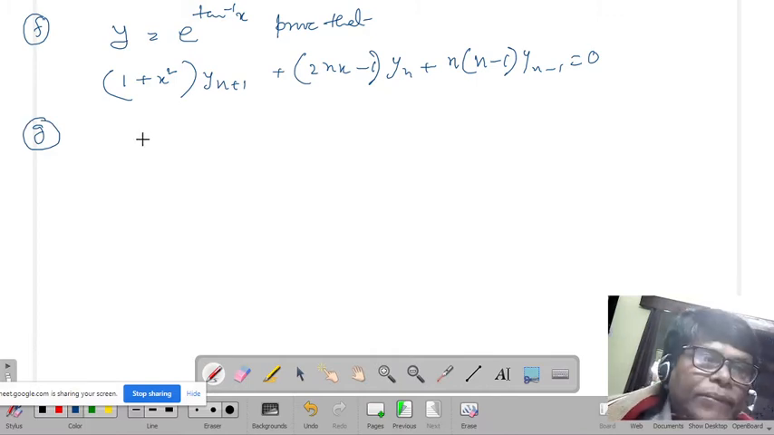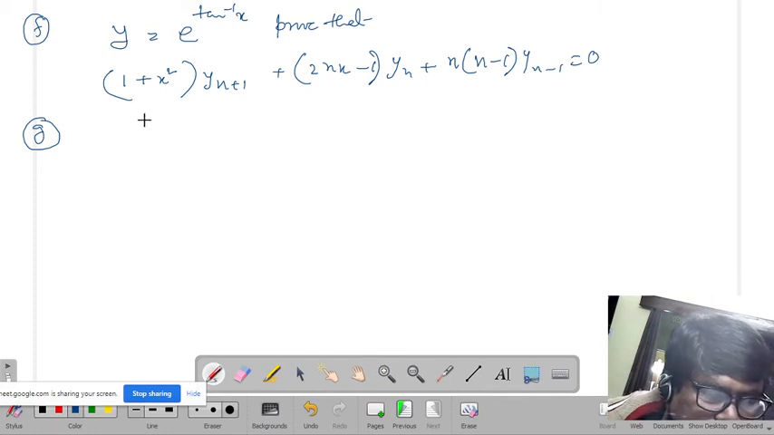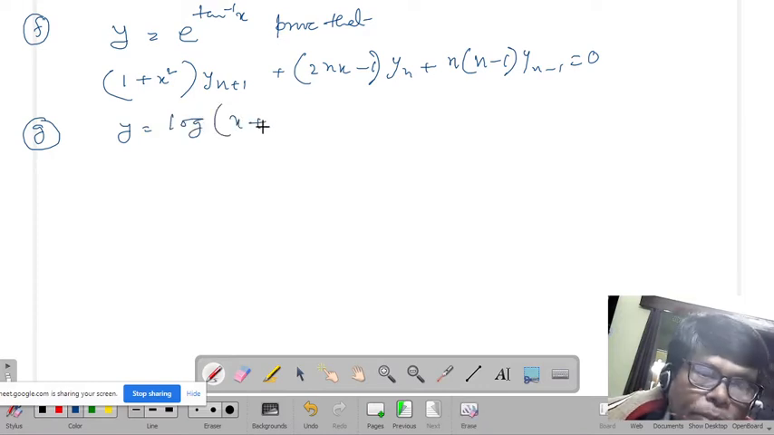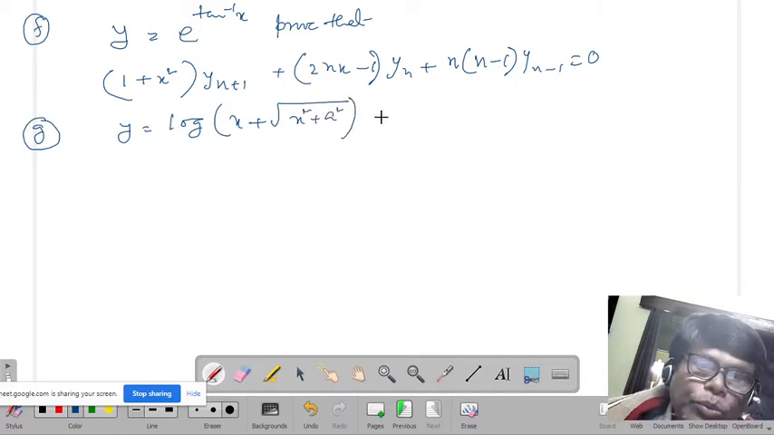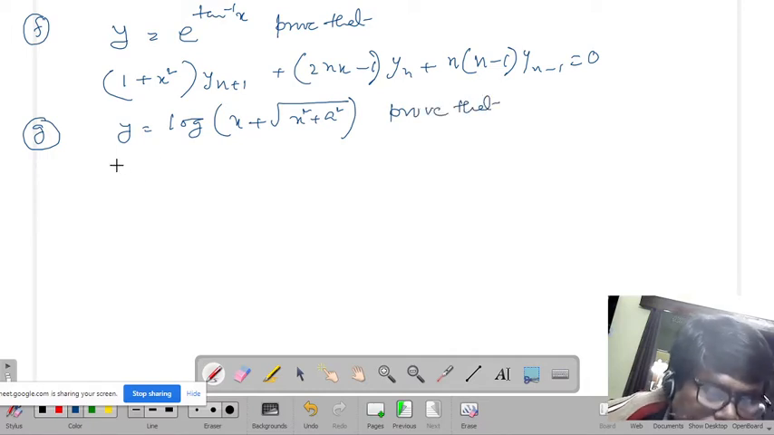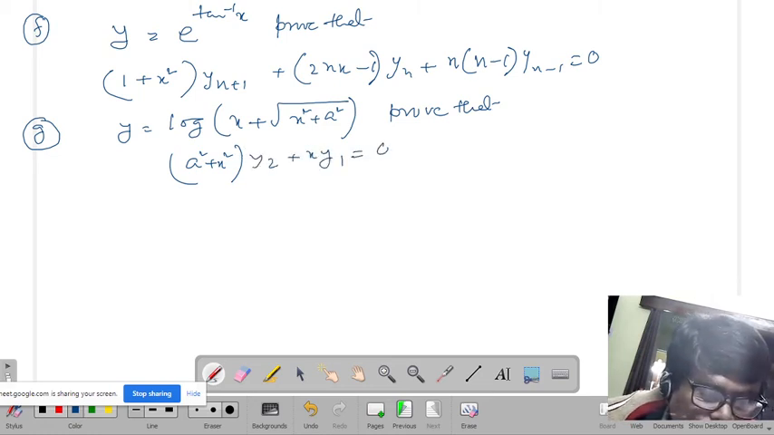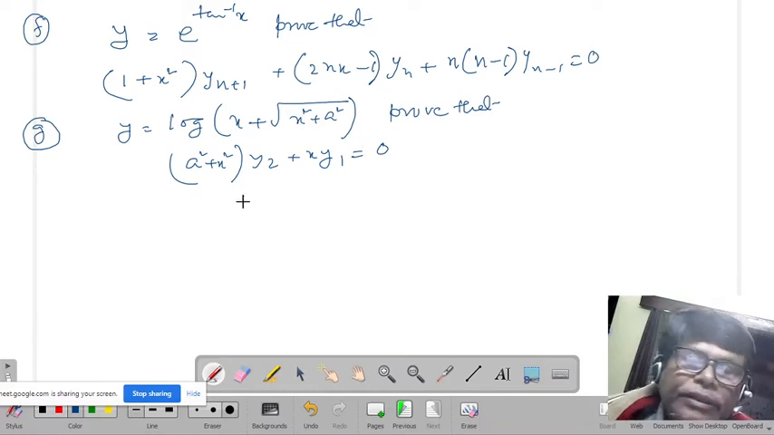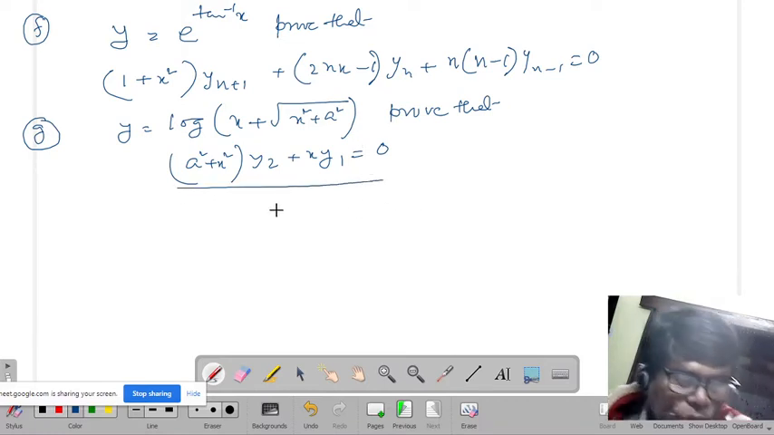Then (g): y is equal to log of x plus root over x square plus a square. Prove that a square plus x square y2 plus x y1 equals to 0. This one is an easy sum, you can do it.